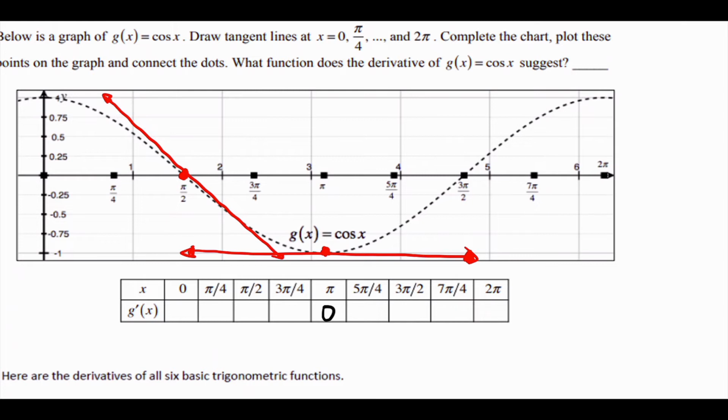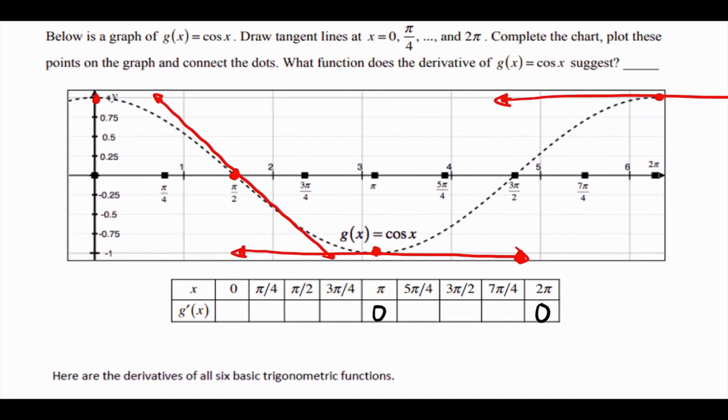2 pi, let's see. Yep, 2 pi is right here. It's a maximum. It's a high peak, a high point. So the slope at 2 pi is 0. There's one more. 0, yeah, at the very beginning. At the very beginning, we have a slope of a tangent line that looks like 0. So at 0, the slope would be 0.